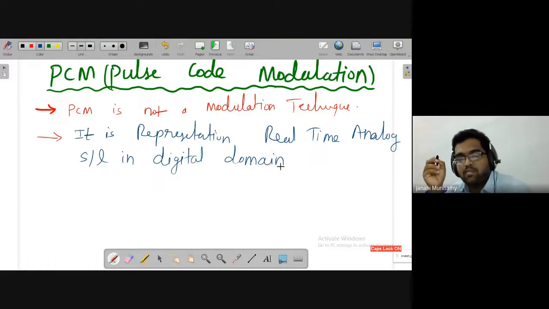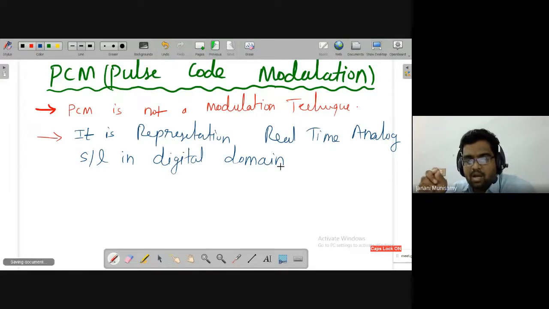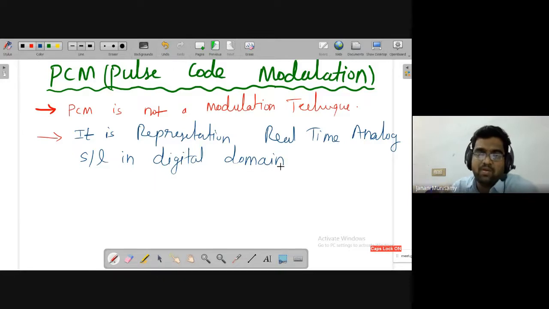You should not get confused with the analog to digital converter. In measurement and instrumentation, or in the LIC subject, we may be studying analog to digital converter. There, at a time, we will be converting one analog signal value into the corresponding digital value. That is the concept of analog to digital converter. But here, in case of PCM, continuously we will be converting the analog value into the corresponding digital value. So you should know the difference between the analog to digital converter and PCM.